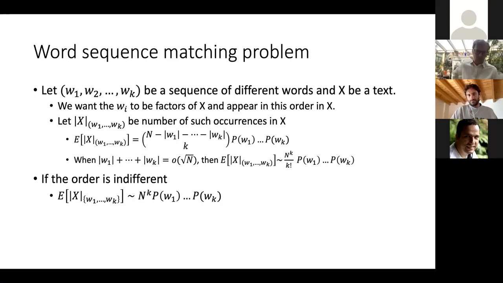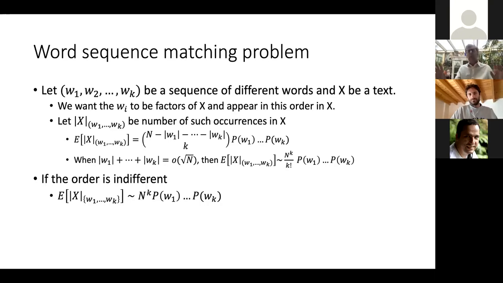There is an extension of the word sequence matching problem, which is when you have a sequence of different words. So you have a sequence of different words, W1, W2, ..., WK, and you have a sequence, text X, and you want the Wi to be factors of X and appear in this order in X. Basically, you can find W1, and then you jump to W2, then W3, and so forth.